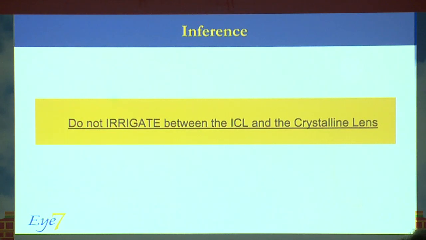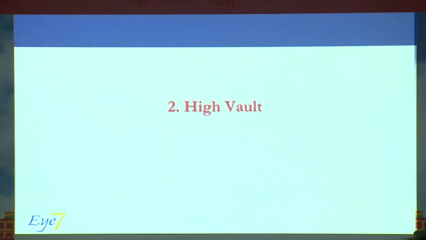So inference, do not irrigate between the ICL and the crystalline lens. That is the carry home message. Come what may, just irrigate over the ICL. But there's so much of visco under the ICL. And you're always tempted, yaar, isko bhi nikal do, nahi to ye sara ka sara secondary rise of pressure karega, glaucoma karega, nikal do. And that temptation, you have to resist. Somehow, just please don't go under the ICL. If you can take this message home, it will help you in the future.